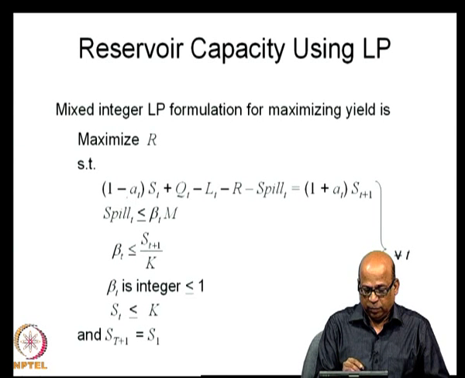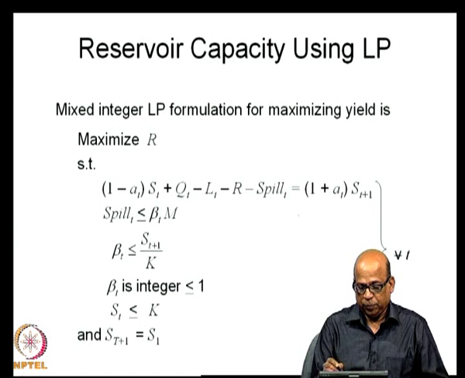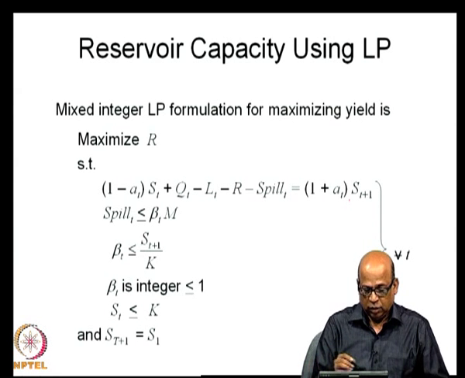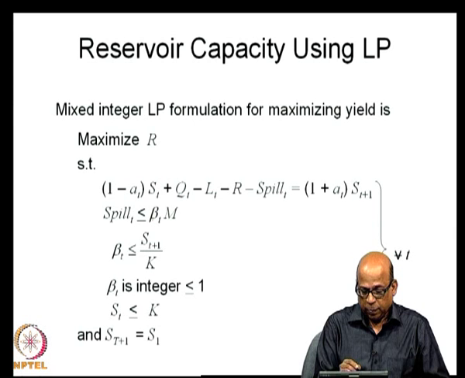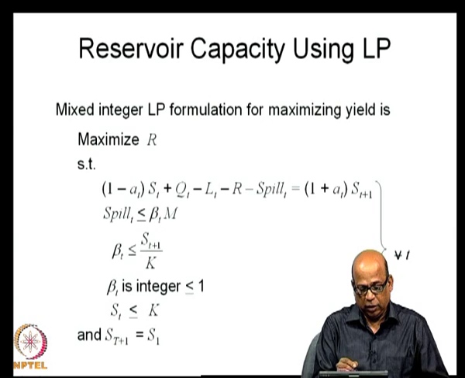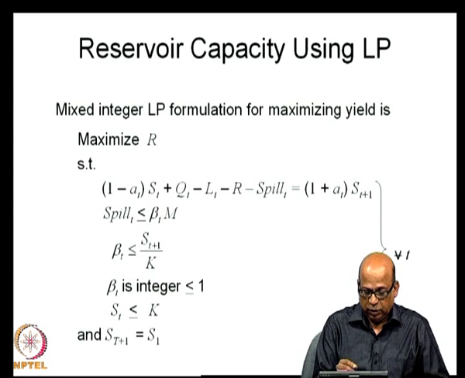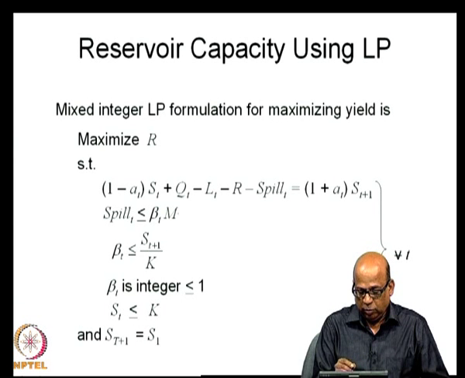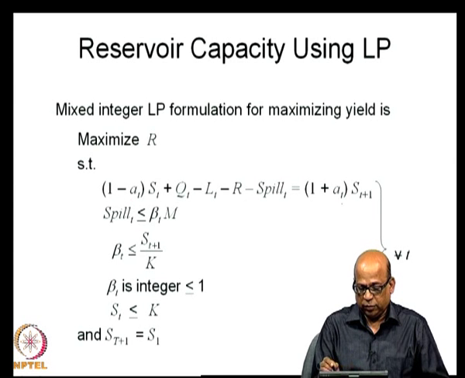You will have 1 minus A t, this up to this point is the continuity equation that we introduced. Now, this is the additional term we introduce, minus spill t, and the right hand side remains the same. We write this spill t as less than or equal to beta t into M. When beta t is 0, spill t will be equal to 0. But when beta t is 1, spill t will be limited to meeting this particular constraint.